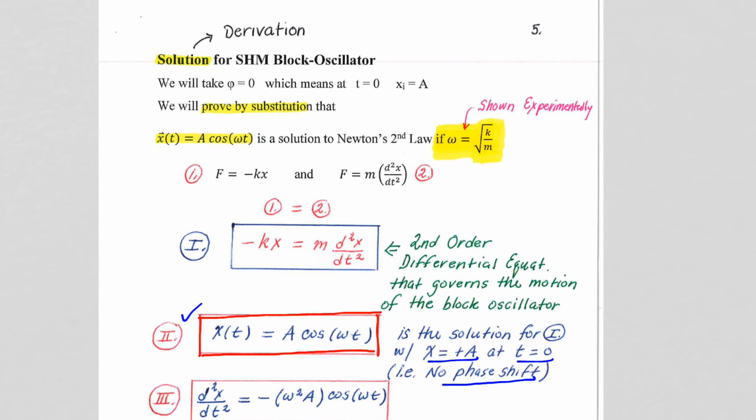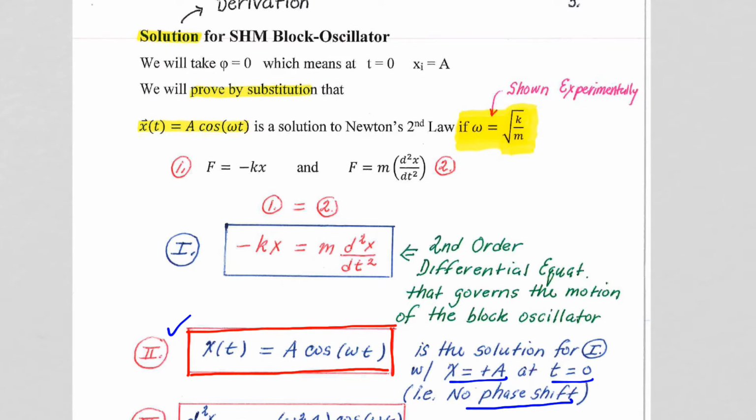Well, the language here is important because for the AP test, they may give you a question that says, write down the differential equation of motion that governs the block oscillator. Let me repeat that. If you are asked to write down or to derive the differential equation that governs the motion of the block oscillator, you are going to follow the analysis path and procedure that we are using here.